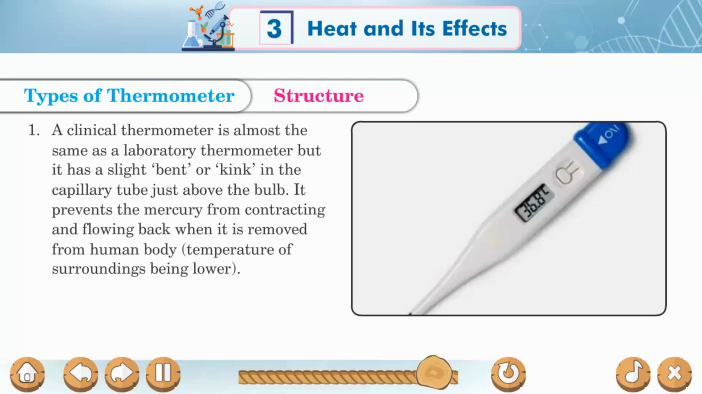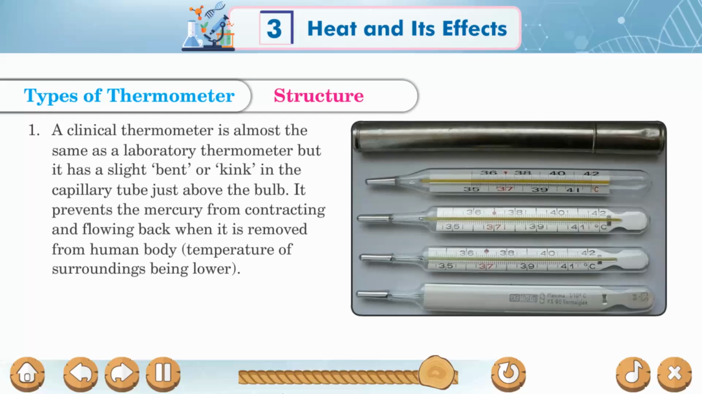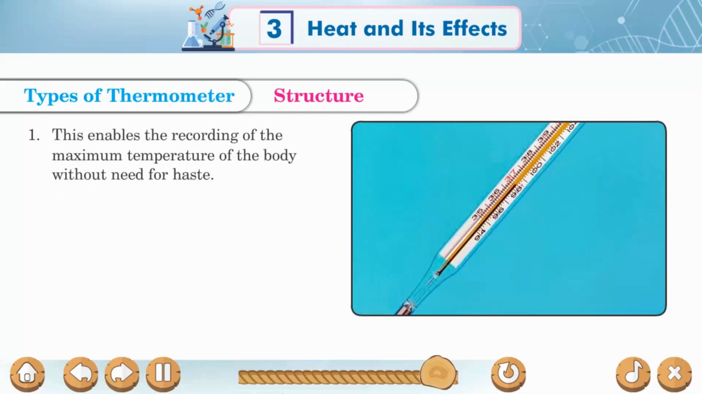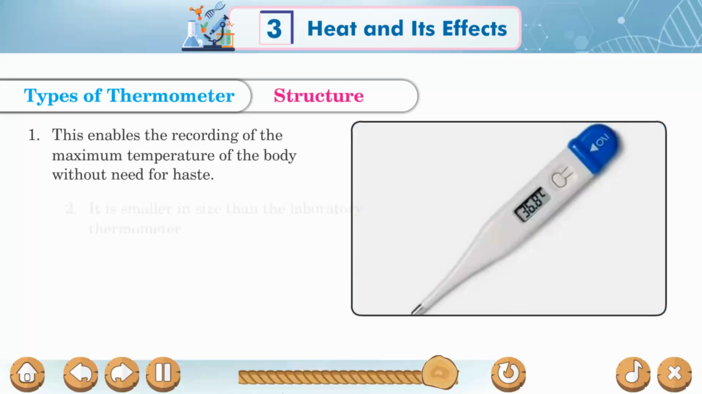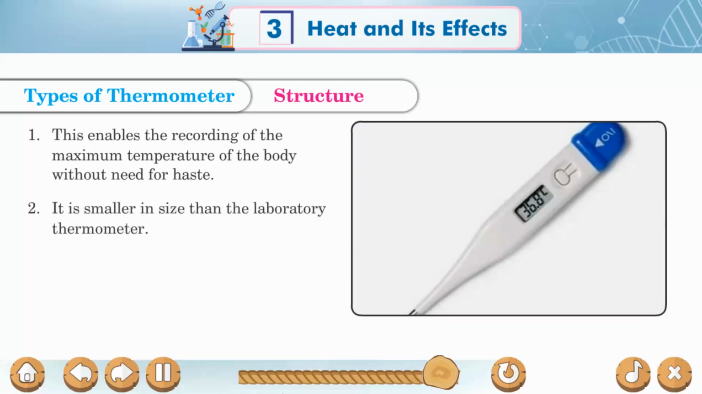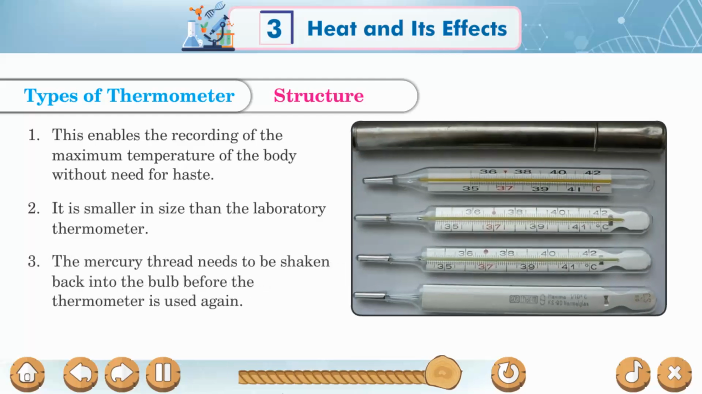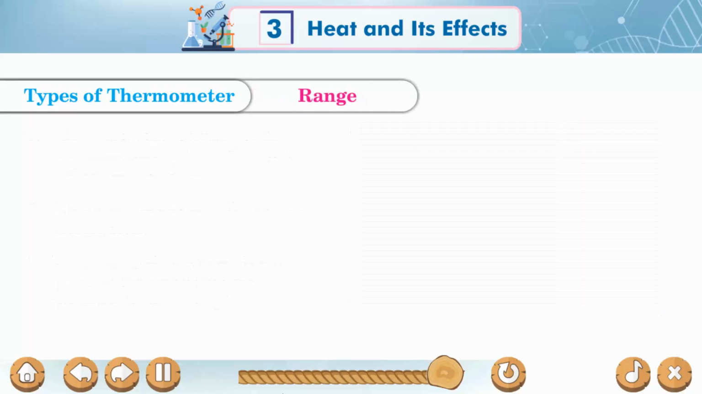It prevents the mercury from contracting and flowing back when it is removed from the human body, the temperature of the surroundings being lower. This enables the recording of the maximum temperature of the body without need for haste. 2. It is smaller in size than the laboratory thermometer. 3. The mercury thread needs to be shaken back into the bulb before the thermometer is used again.